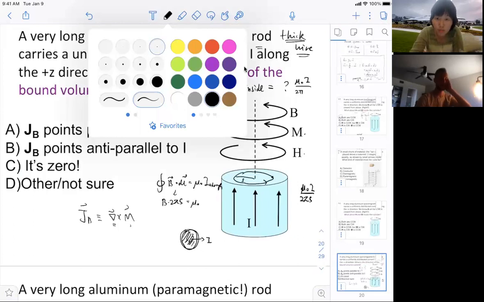Okay, I need to update my share. Seems like it's frozen. So just one second.